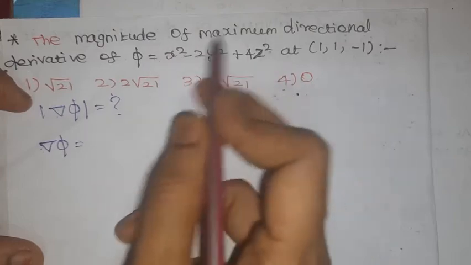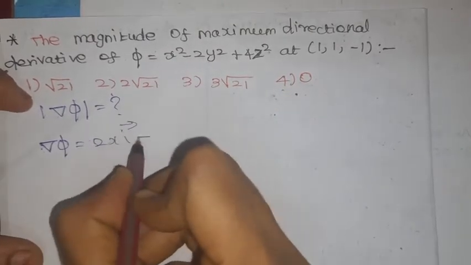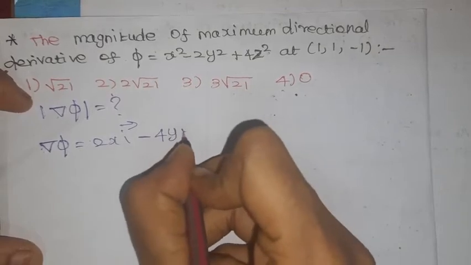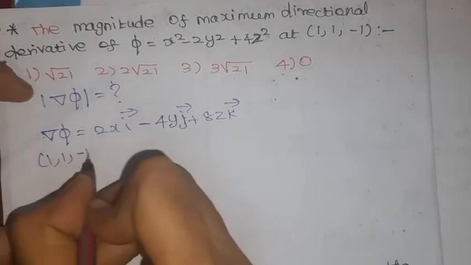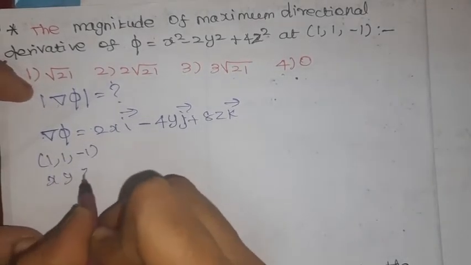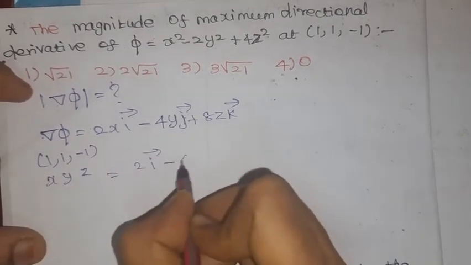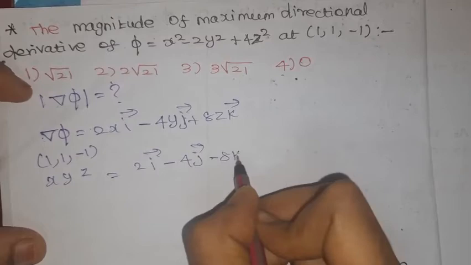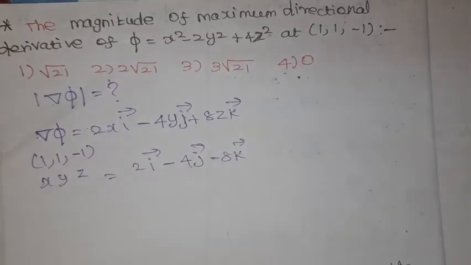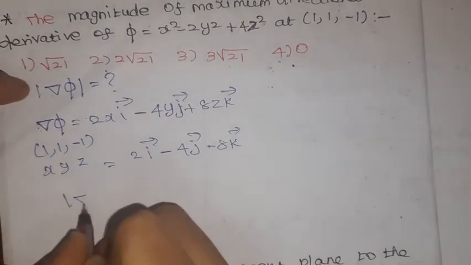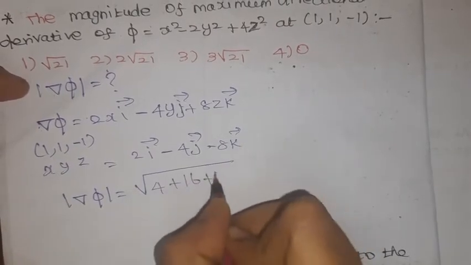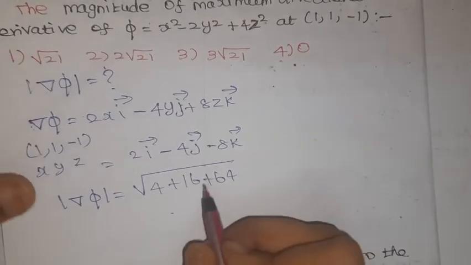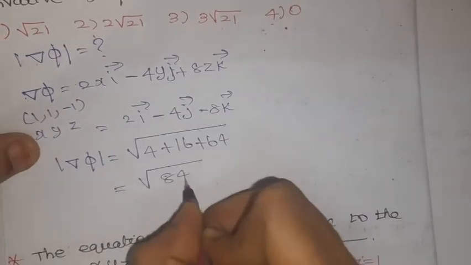I into dou phi by dou x, so 2x i minus 4y j plus 8z k. Then substitute the point 1 comma 1 comma minus 1 for x, y, z. So 2i minus 4j minus 8k is the del phi value. The maximum directional derivative is the magnitude of that, which is the square root of 4 plus 16 plus 64, so the square root of 84. See the options.